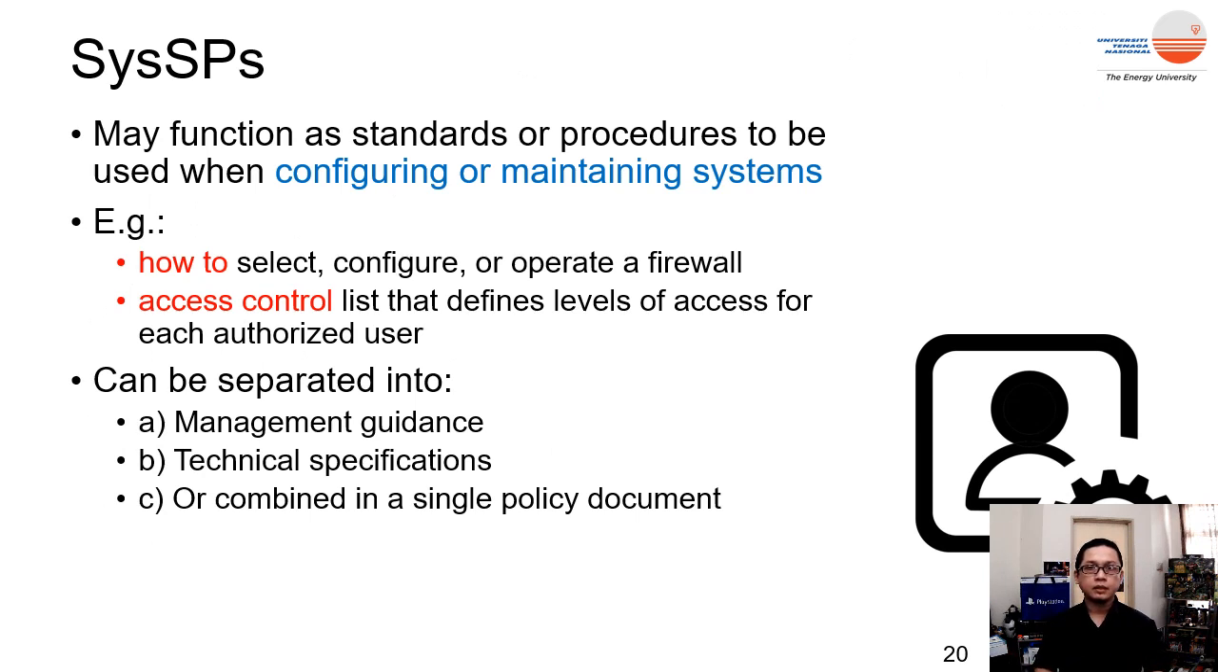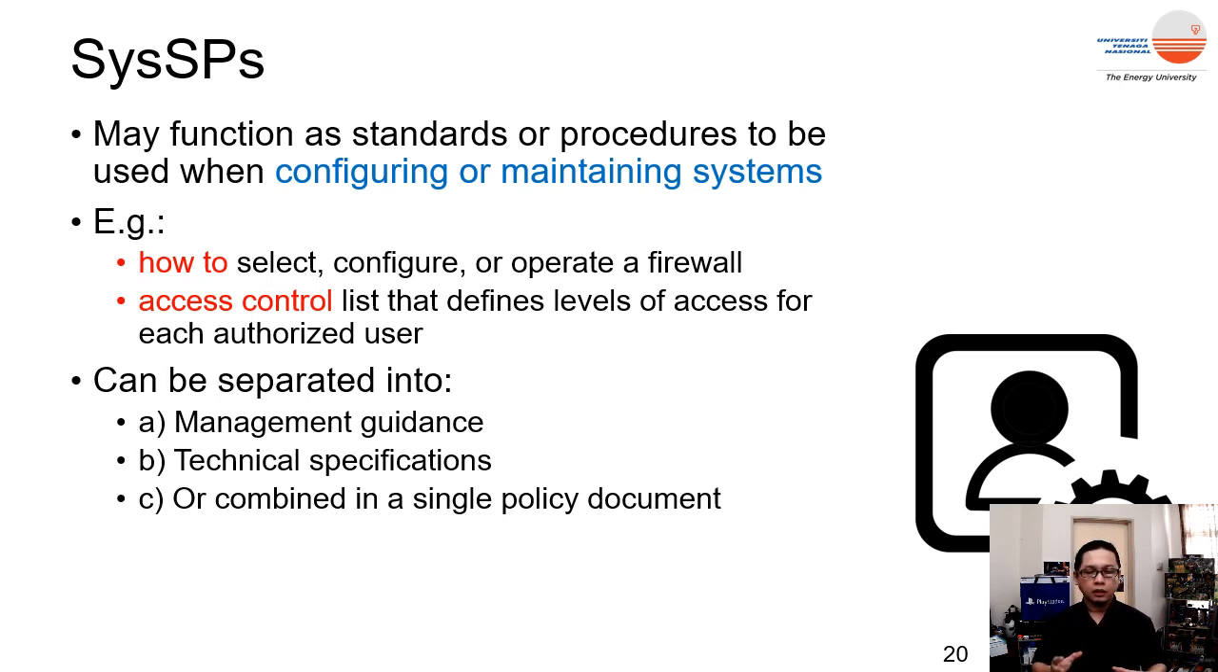And lastly, we have the SSSP, which is the System Specific Policy. Again, this is usually for configuring software and hardware inside the organization that is being used for security control. For example, how to do certain things for a firewall, and then how to set specific access control for the use of that software and hardware. So this can be separated into management guidance, who is responsible, for example, which personnel is responsible to use and configure the hardware and software. And then the technical specification, what to do, how to do this, for example, what is the flow of the operation of the system.